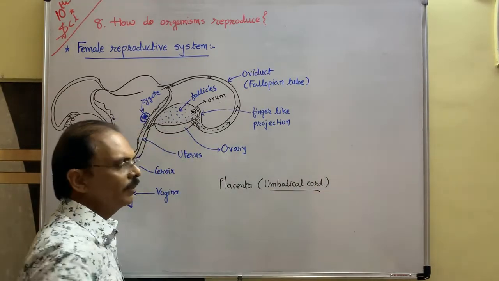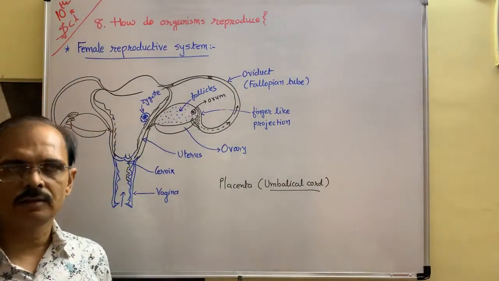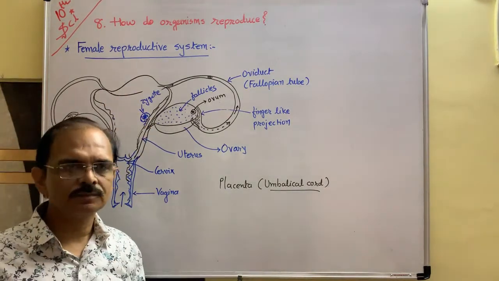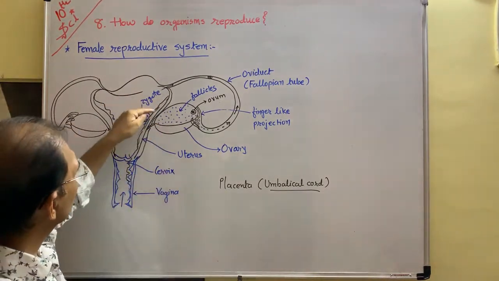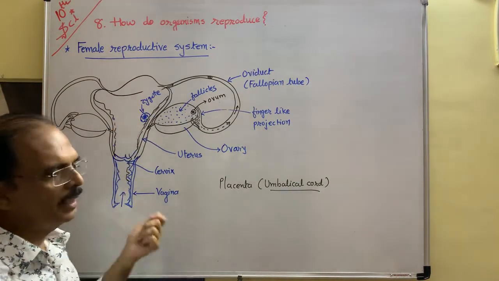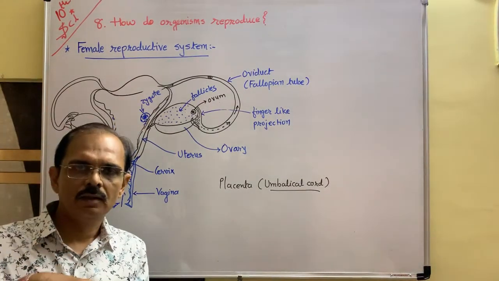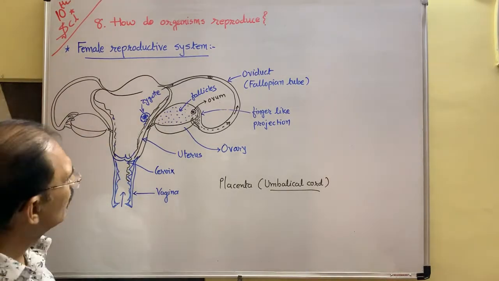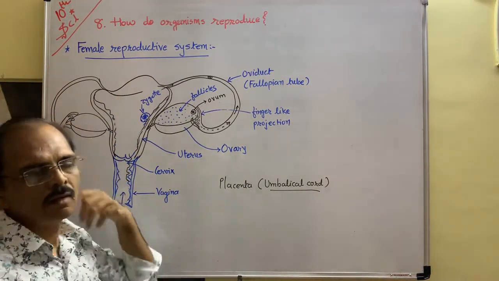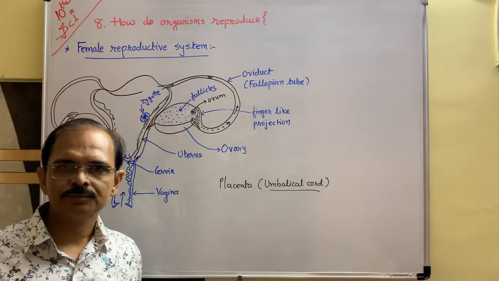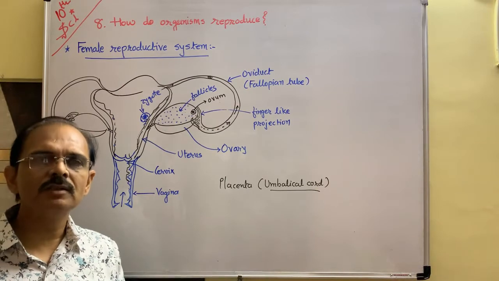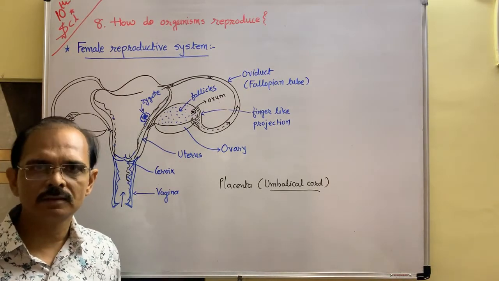So with the help of the placenta or umbilical cord, the baby and the mother's uterine wall attach with each other. One end is attached with the mother's uterine wall and the other end is attached with the navel, or center part, of the baby. Slowly, gradually, formation starts. Formation of the baby takes approximately 280 days or 9 months.